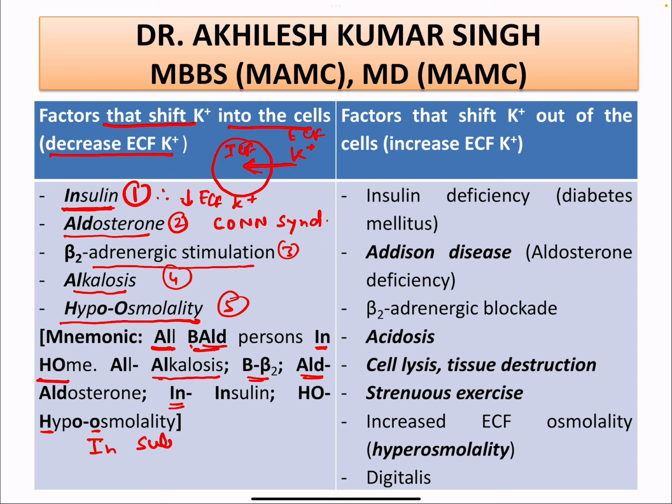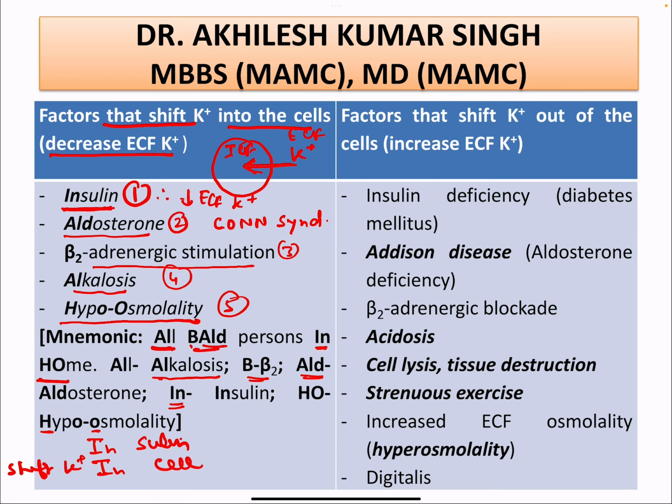IN for insulin, and this insulin will lead to what? Shift potassium into the cell. Remember this. So insulin will shift potassium into the cell, leading to decrease in the ECF potassium. So these are the five factors which will shift the potassium into a cell, and they will decrease the ECF potassium.